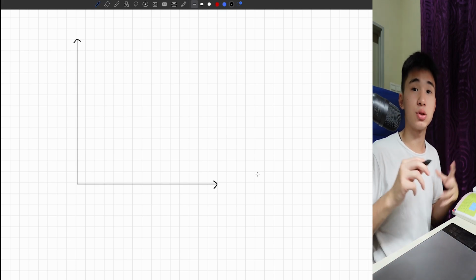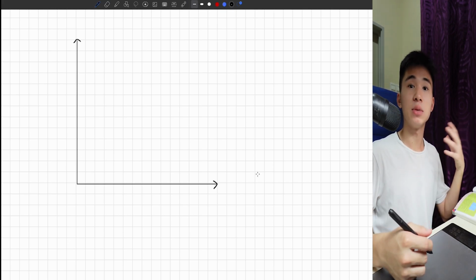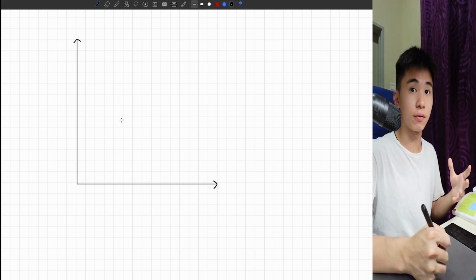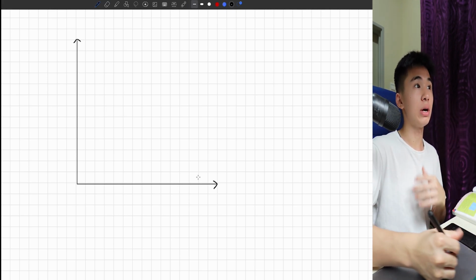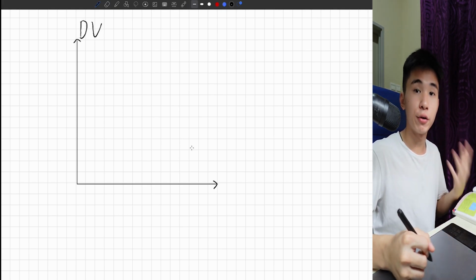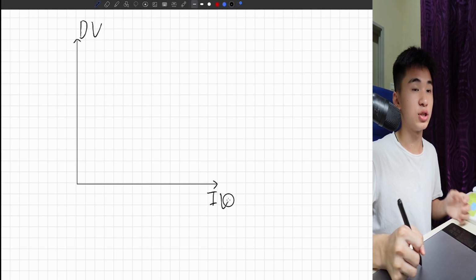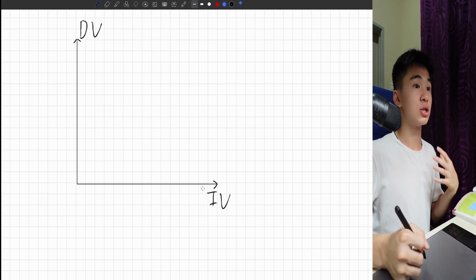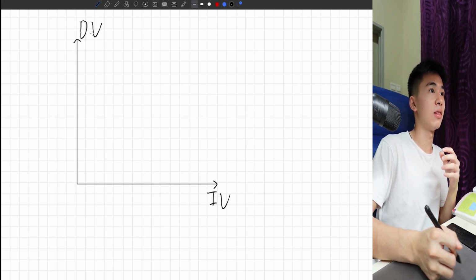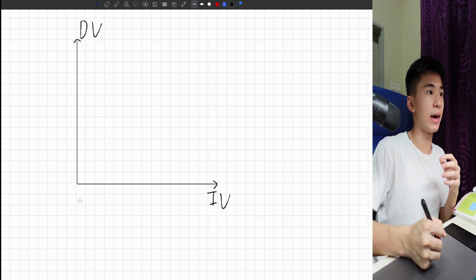Before we get to distance and time, I'm just going to quickly talk about the axes in the graph. In the graph, we have DV, which is the dependent variable, and IV, which is the independent variable. The independent variable is always in the x-axis, and the dependent variable is always in the y-axis.